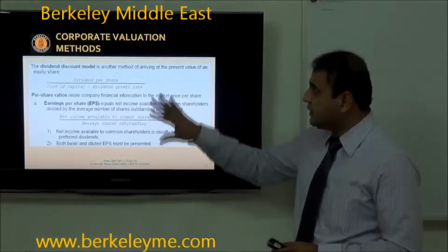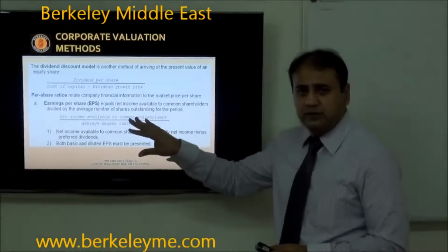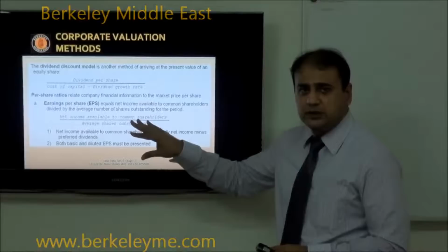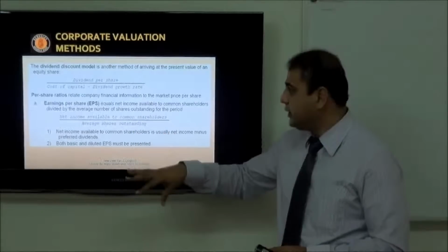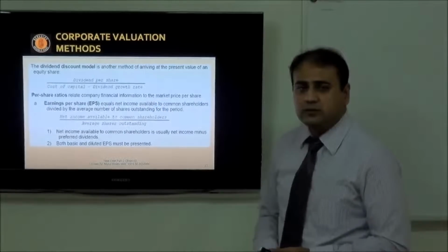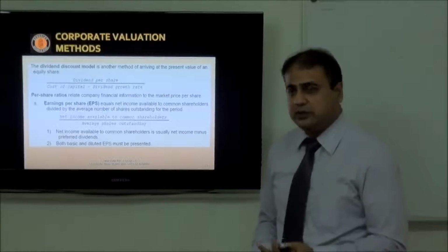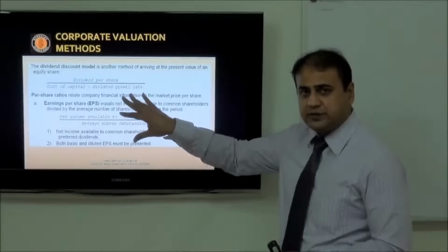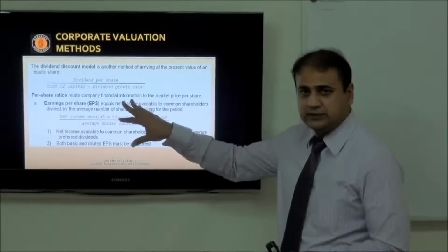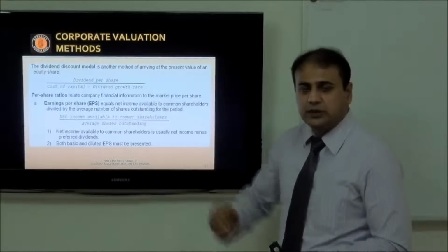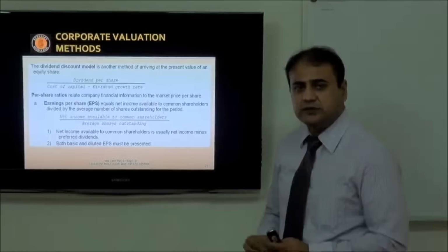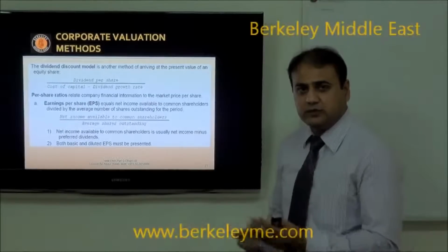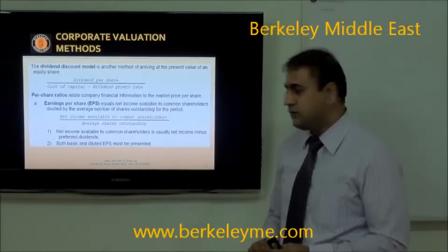Then there are certain methods for corporate valuation related to stock and equity. We have the dividend discount model, in which you take dividend per share and divide it by the cost of capital, subtracting the dividend growth rate. This is based on the growth level observed in the stock exchange, and the movement of the stock will tell you what the growth level is.